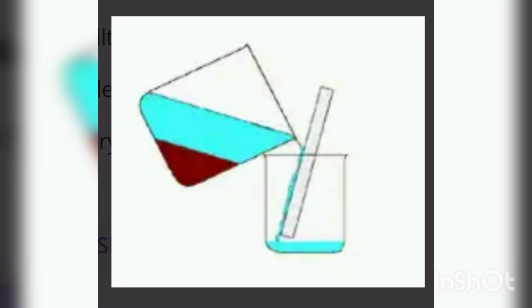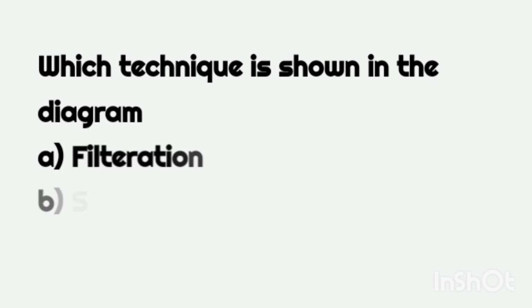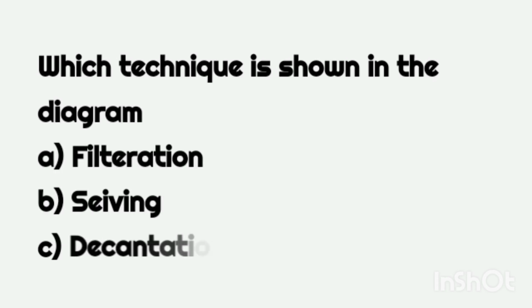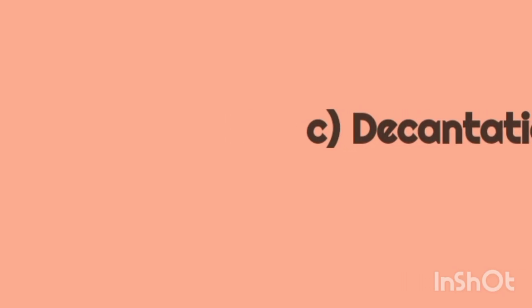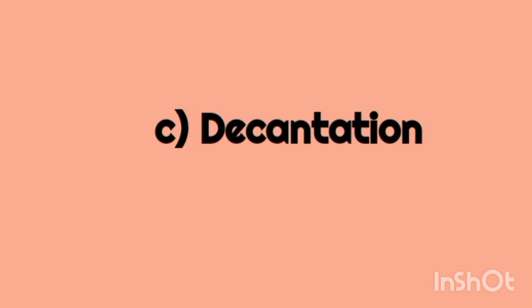Now look at this diagram. Which technique is shown in the diagram? A, filtration, B, sieving, and C, decantation. The answer is decantation. In decantation, there are two substances that mix. One is a liquid, one is a solid. The solid settles down and you pour out the liquid. It's as simple as that.